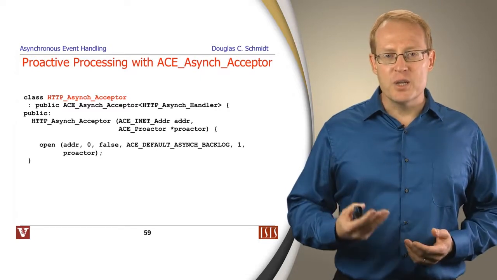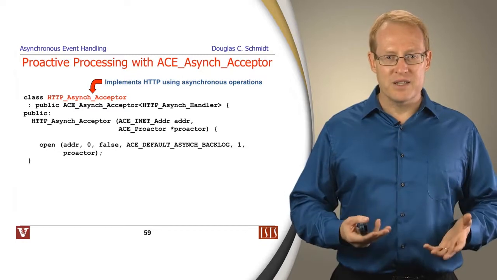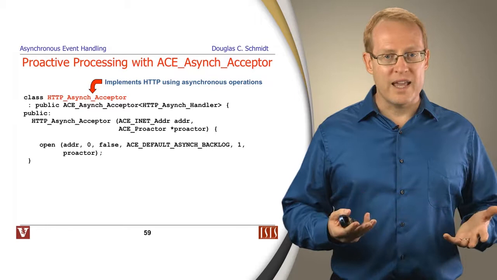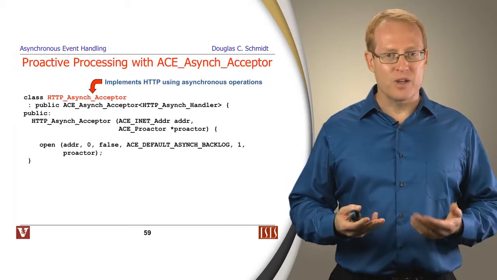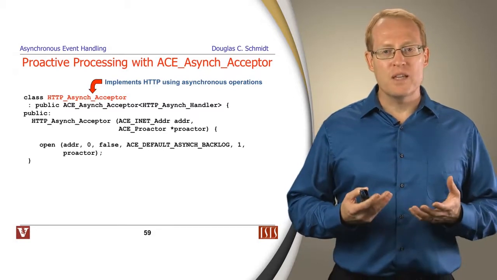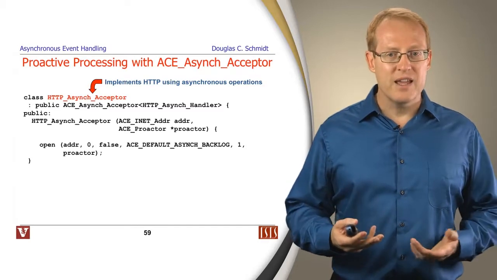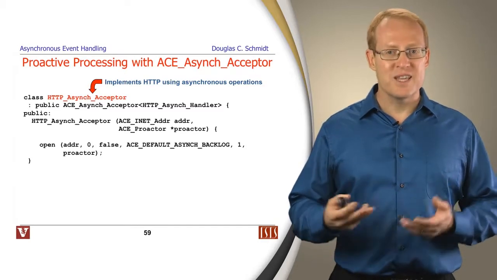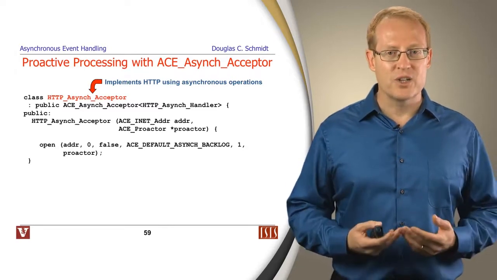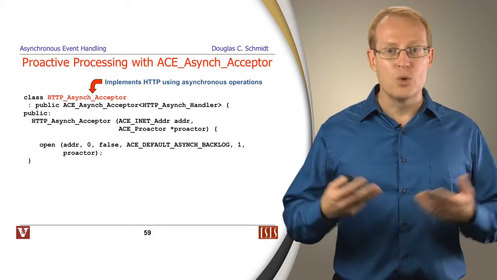Here is the HTTP async acceptor. It inherits from ACE Async Acceptor, and the ACE Async Acceptor works very much like the way that the Acceptor-Connector framework did earlier when we talked about the ACE Acceptor and ACE Connector. You can basically parameterize it with the kind of service handler that you want to have it create. In this case, it's an HTTP async handler. And this then serves as a factory for passively accepting connections, initializing the handlers, and then being able to have those handlers activated to do their thing.